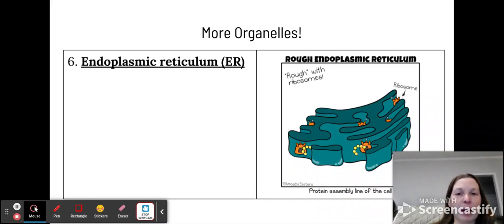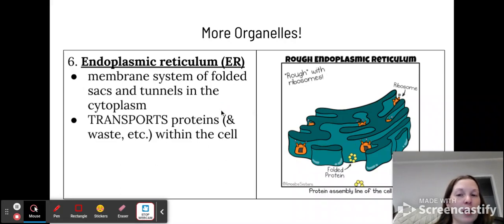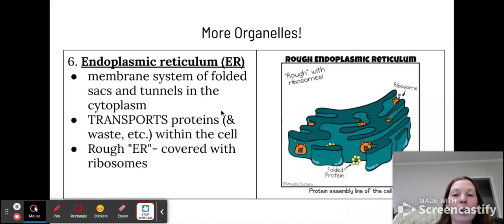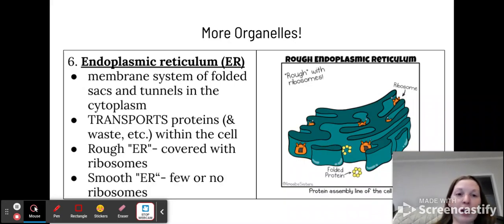Next, we have the endoplasmic reticulum, or the ER. And this is a membrane system that is folded into sacs and tunnels in the cytoplasm. So it looks like this picture over here. You do have a rough and a smooth ER. The whole point of the ER is to transport proteins and waste within the cell to get them where they need to go or out of the cell. A rough ER means it's covered in ribosomes, so rough with ribosomes. And a smooth one means it does not have any ribosomes or has very, very few.